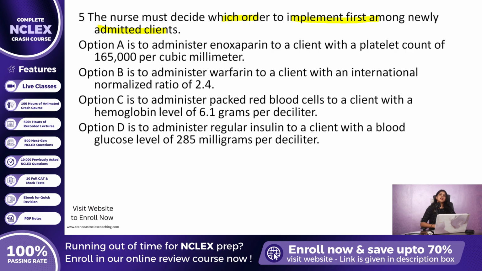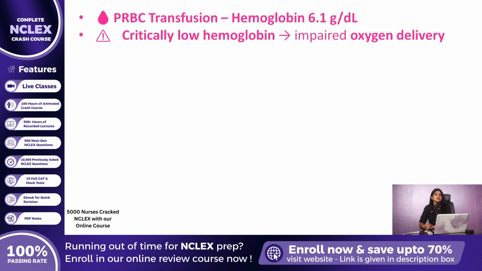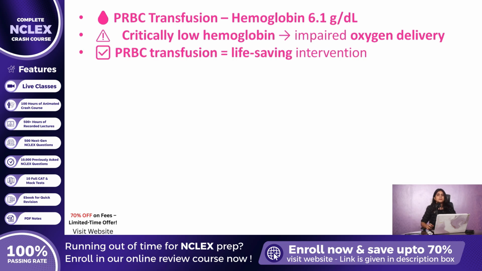The correct answer is option C, administering packed red blood cells to a client with a hemoglobin of 6.1 grams per deciliter. This lab value is critically low and poses an immediate threat to oxygen delivery and tissue perfusion. Transfusion is life-saving and should be prioritized.